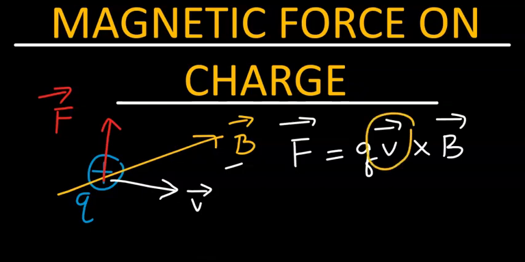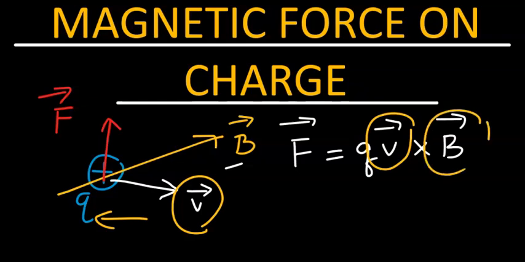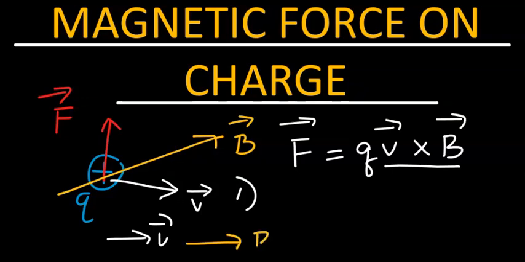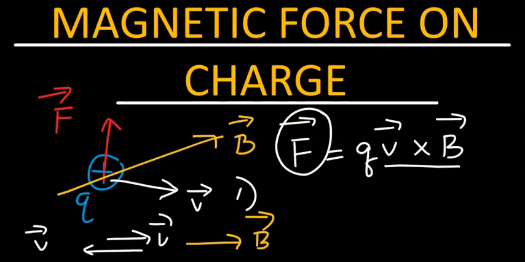where V is the velocity vector of this charge and B is the magnetic field vector in which the charge is moving. Two points are to be noted here. The first point is, if the charge moves in a direction parallel to the magnetic field or anti-parallel to the magnetic field, then the magnetic force on that charge is 0.